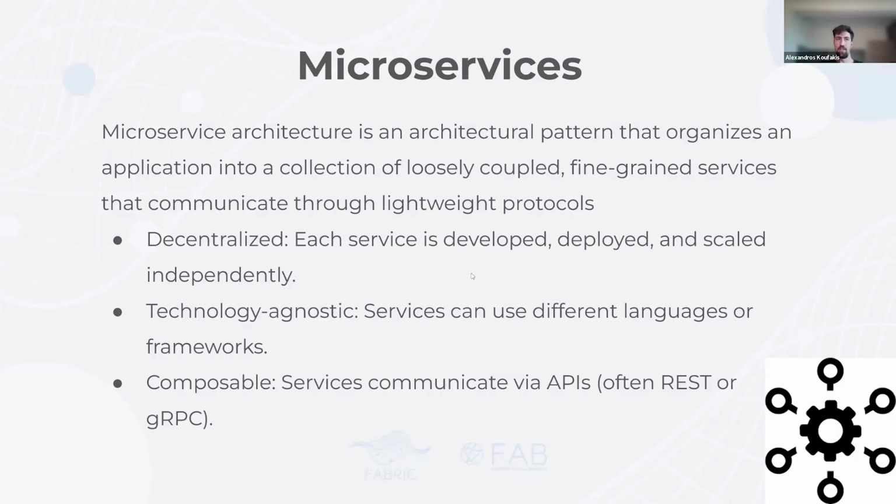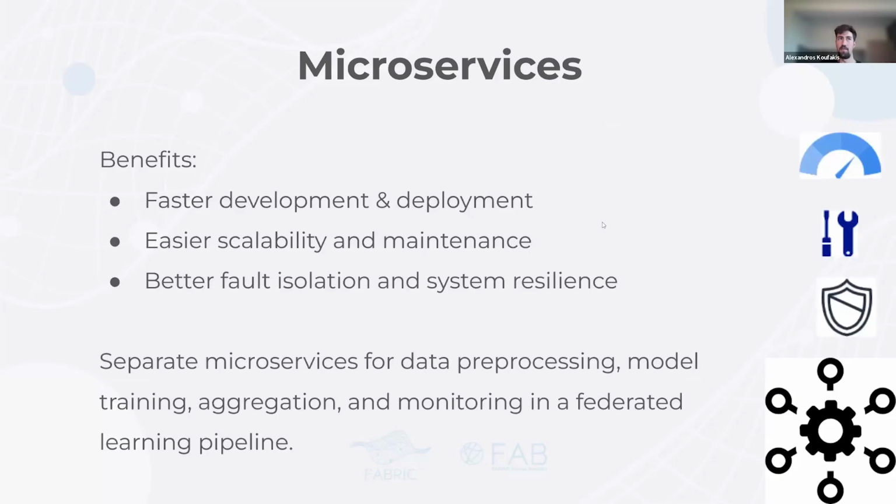What is important for our use case is the decentralized nature of microservices, as we thought it fits very well for federated learning and specifically for applications on Fabric. And also microservices are technology agnostic, so the implementation doesn't matter. What is important is that the communication protocols are in accordance and compatible between the microservices. Some other benefits of microservices are that they are typically faster to deploy and to develop, and also they're easier to scale up and to maintain, and they offer better fault isolation and more robust systems.